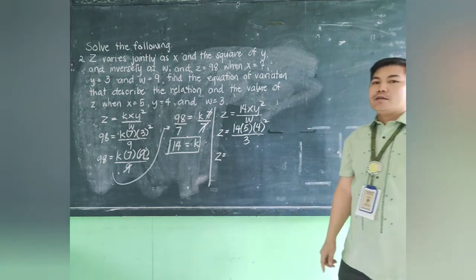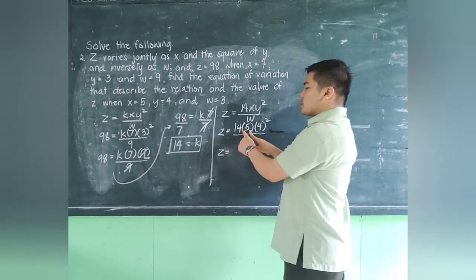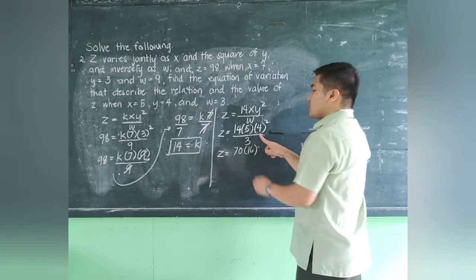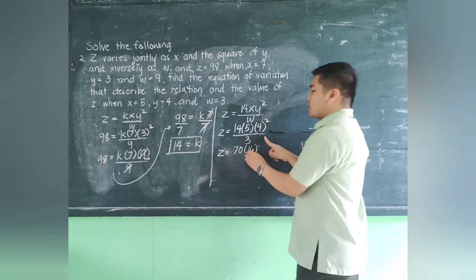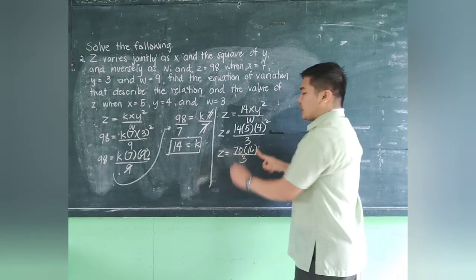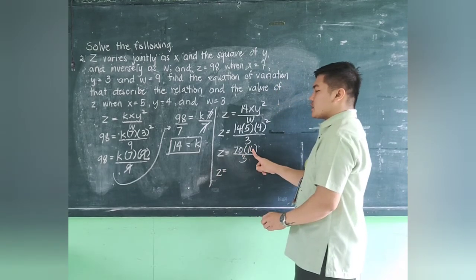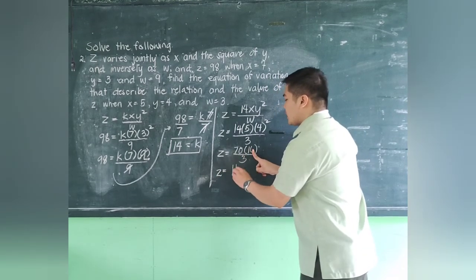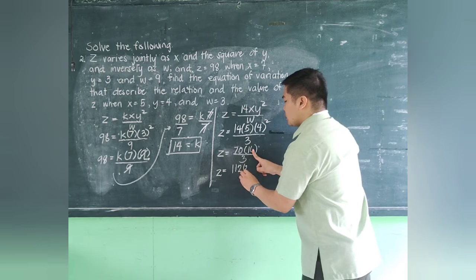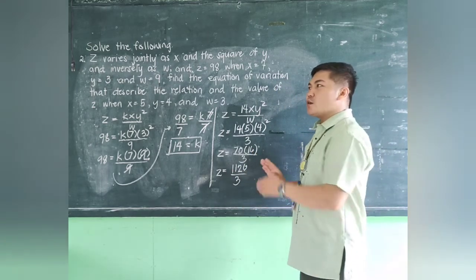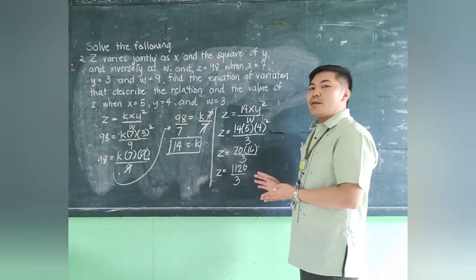Then simplify. Okay, yung multiply natin 14 times 5 is 70 times 16. So bakit naging 16? Kasi 4 squared divided by 3. Next, z is equal to 70 times 16 is 1,120 divide 3. So anong value ngayon ng z? So pwede siyang fraction, pwede ding decimal.